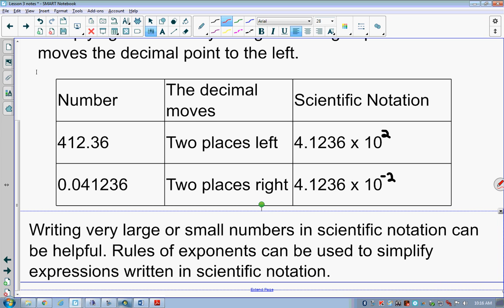If I have 0.041236 and I want to make that scientific notation, I'm going to move it 2 to the right. As I do that, I'm subtracting, so I'm at -2. Right subtract, left add. Writing very large or small numbers in scientific notation can be helpful. And we can multiply scientific notation by other scientific notation, in which our rules still apply on how we simplify that. So rules of exponents can be used to simplify expressions written in scientific notation.